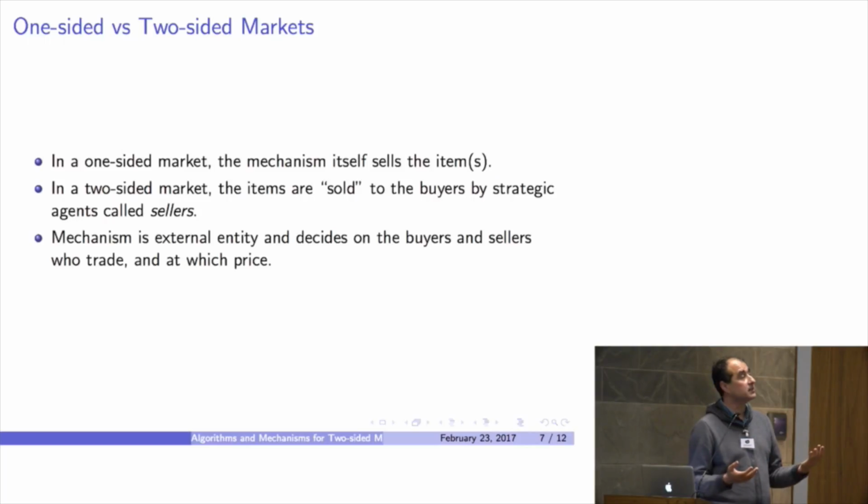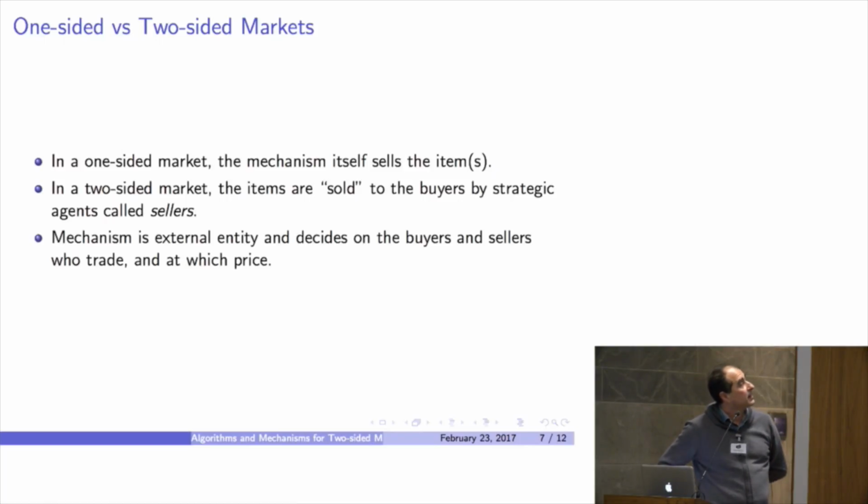And the mechanism must decide the allocations, that is, the agents that will exchange a good, and they also must decide on payments, must decide on incentives in a way that the economic transaction may actually happen.